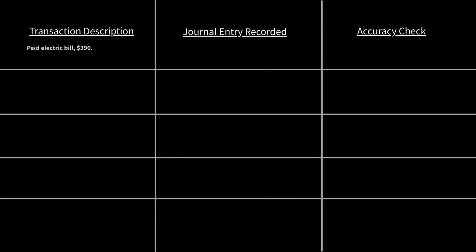The business transaction is paid electric bill, $390. The debit was to utility expense for $390, and cash was credited for $390. Go ahead and pause the video if you need time to determine whether the journal entry recorded was right or wrong. And then once you determine whether it's right or wrong, go ahead and resume the video to check for the correct journal entry.